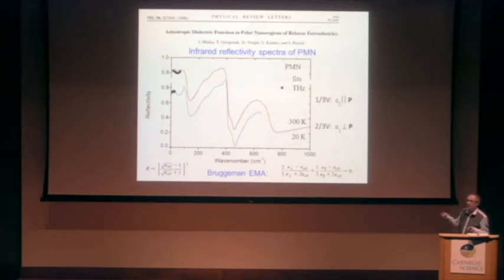It means that it looks like we don't have a cubic symmetry. You know, PMN is macroscopically cubic, and so there should be only 3 polar phonons, and we see 3 bands, but each of them is split.